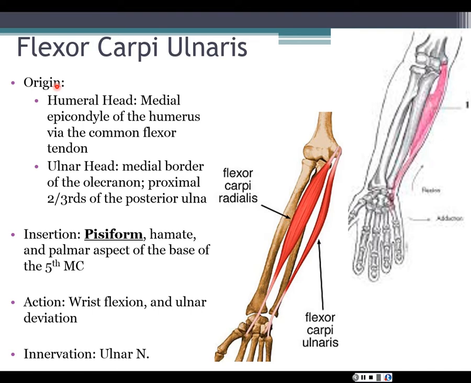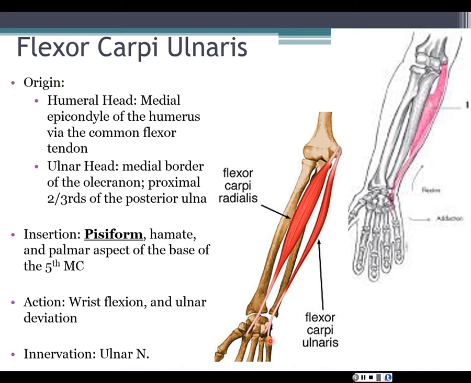This one is moving to the ulnar side. It's going to have that common origin with the rest of the flexors, part of it on the humeral head, part of it on the ulna. The interesting thing about the flexor carpi ulnaris is that at its insertion point, it does insert into the base of the fifth metacarpal, so all the way down here.